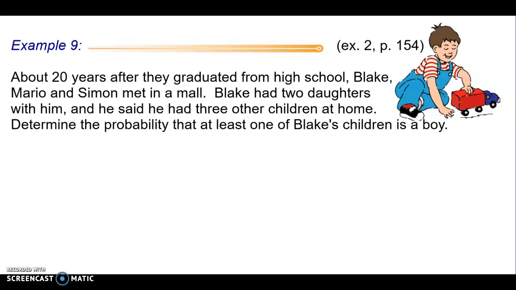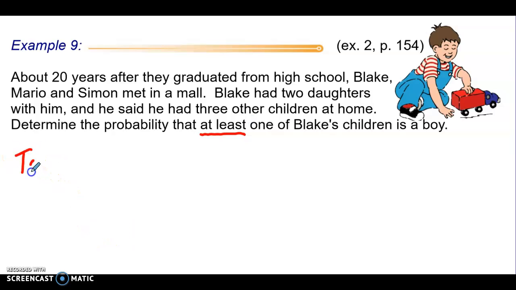Section 3.3, Example 9. About 20 years after they graduated from high school, Blake, Mariel, and Simon met in a mall. Blake had 2 daughters with him, and he said he had 3 other children at home. Determine the probability that at least one of Blake's children is a boy. At least. So we know we're going to consider some cases in this example.